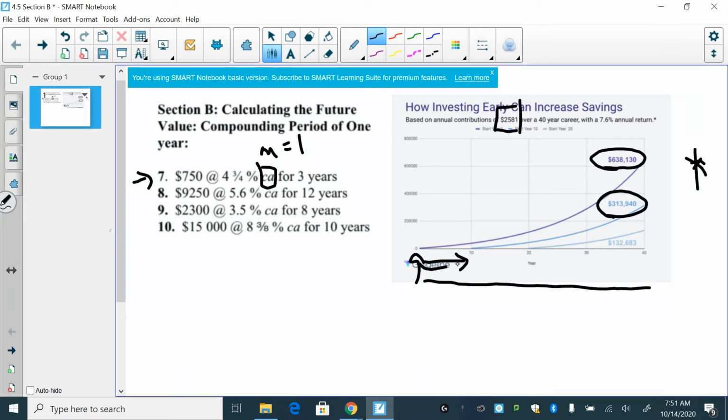And then if you start 20 years later, so you're only investing for 20 years instead of 40, it's not half. It's much less than half. It's 132, because it's had less chance of the interest growing on the interest.